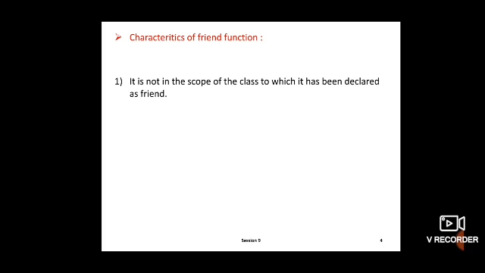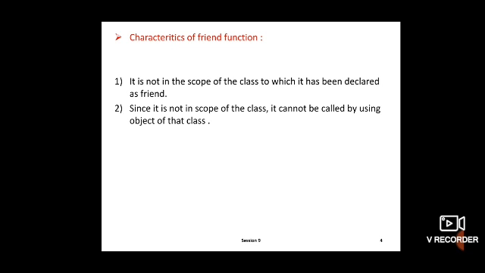Suppose you have to declare some function as a friend, then that function is not in the scope of that class; it is outside the class. Since it is not in the scope of the class, it cannot be called by using an object of that class.